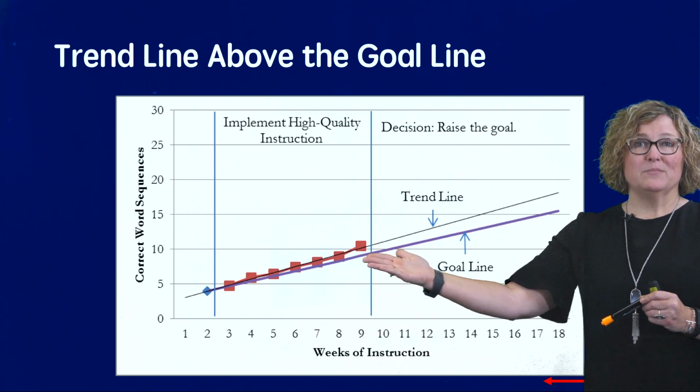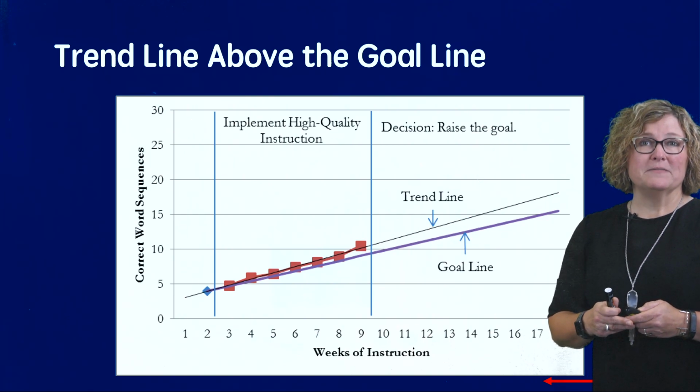And as I mentioned before, we want to make sure that that data has really stabilized. Here, we actually had 8 data points prior to raising that goal line.